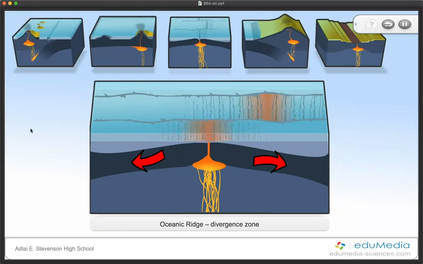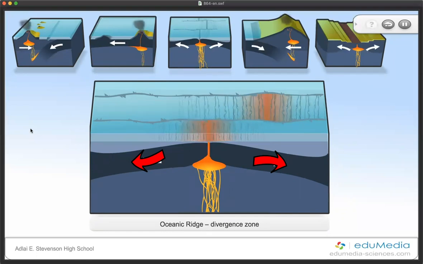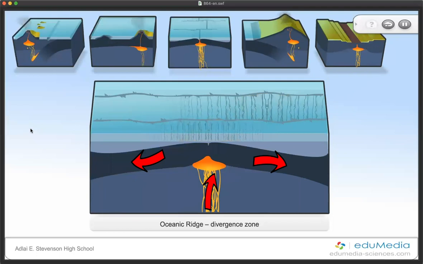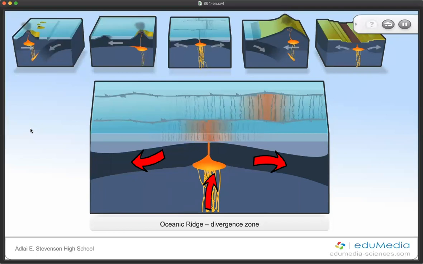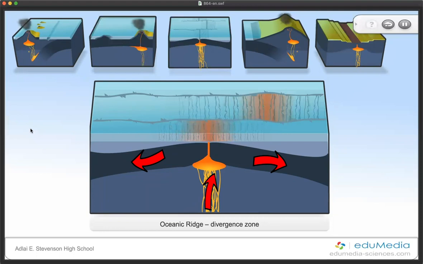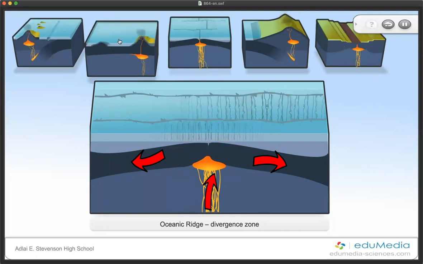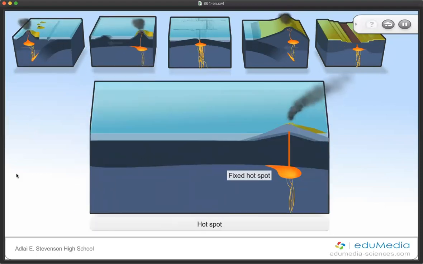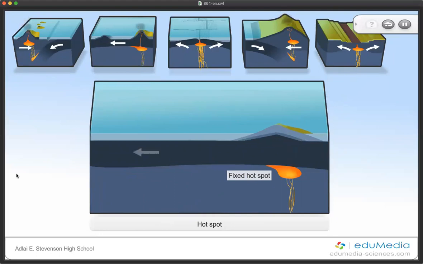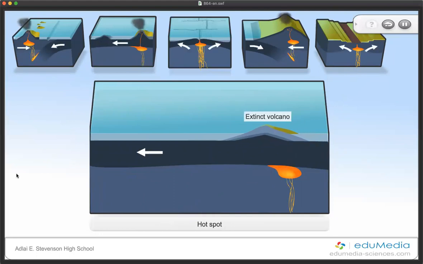And hot things rise, and the magma underneath those plates, being hot, just rises up through that crack between the two plates. And that's going to give us a volcano. Usually these volcanoes are under the ocean, but most of the volcanoes in the world happen at that divergent boundary.